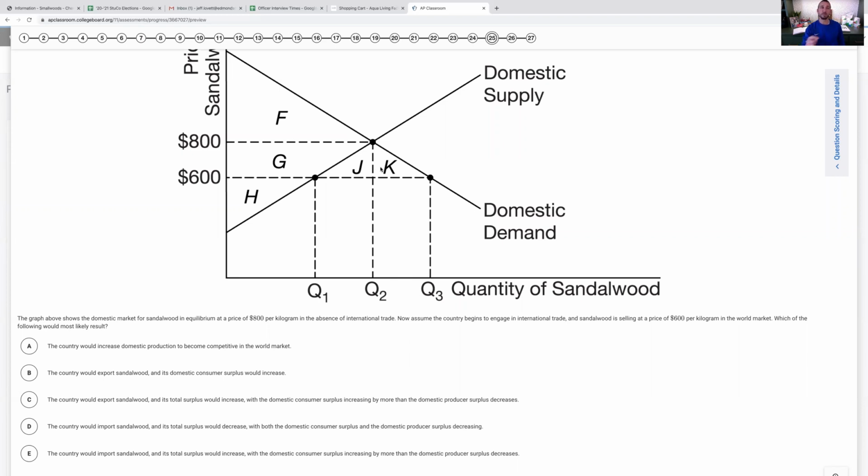There's more surplus than before, right? We added J and K. Consumers got it, and consumers took G away from the producers, essentially. The total surplus definitely increases.